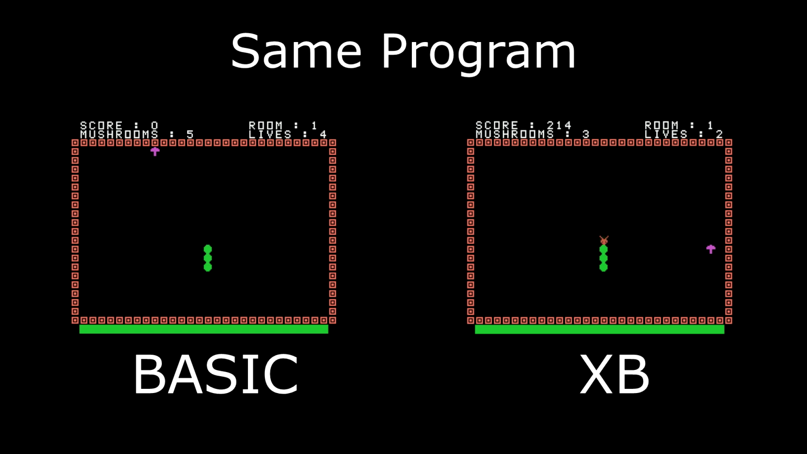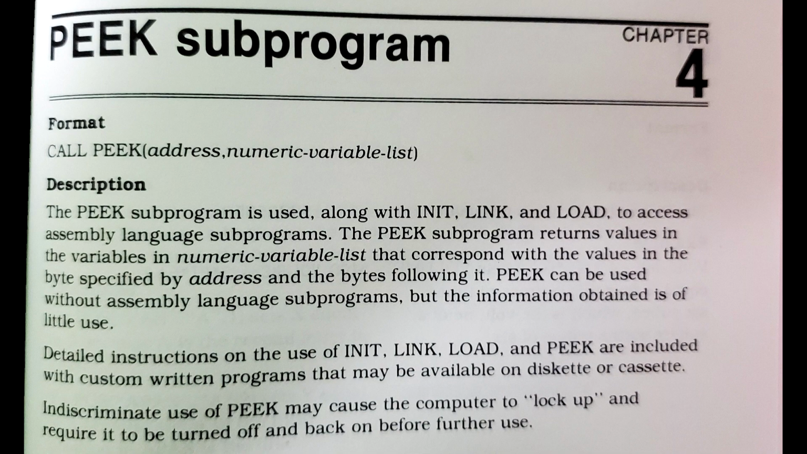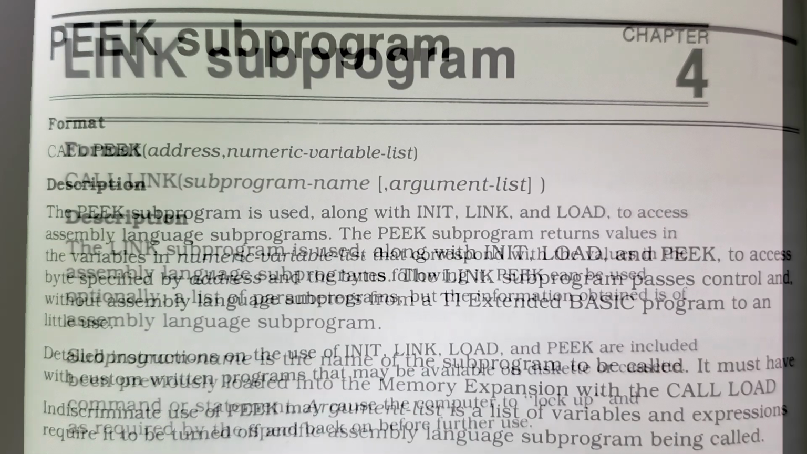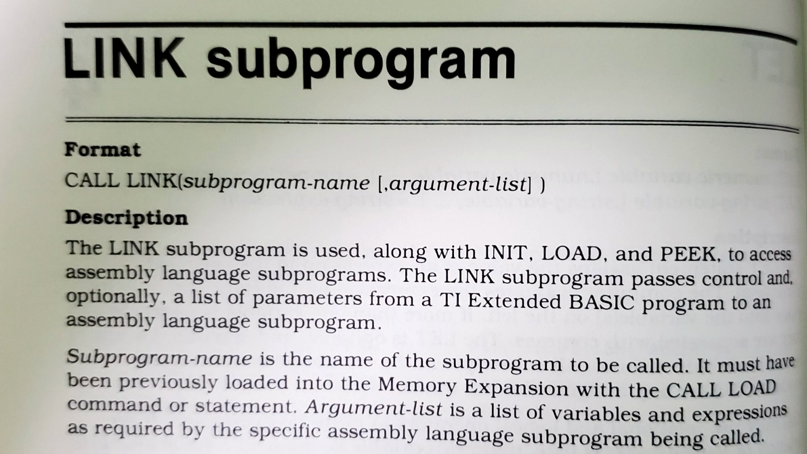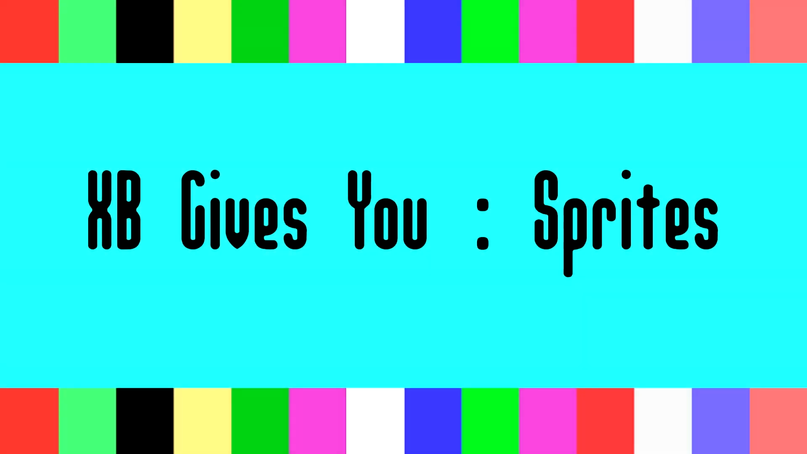Extended Basic is faster than TI Basic. It lets basic programs use the speech synthesizer. I am a TI computer. It can peek and poke system RAM. It can load assembly subroutines. And it can do a lot more graphically. Mainly, it can create and control sprites.